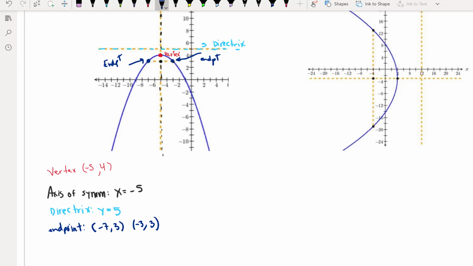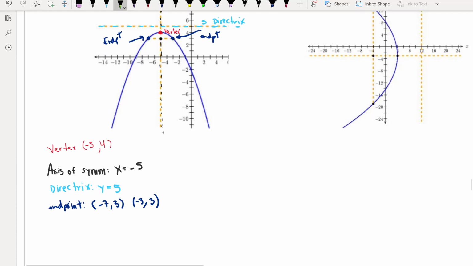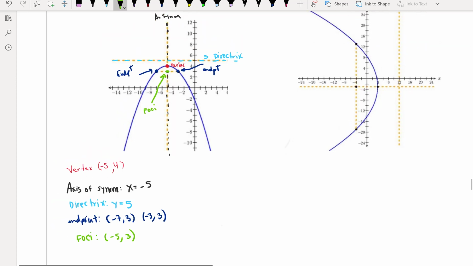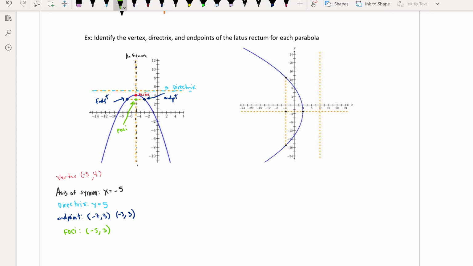The last thing that I'm going to need is my foci. The foci is directly in front of the vertex. So the foci looks like it's going to be the ordered pair -5, and that y value is +3. So -5, 3 is going to be my foci. Okay. So that is the information for that parabola.